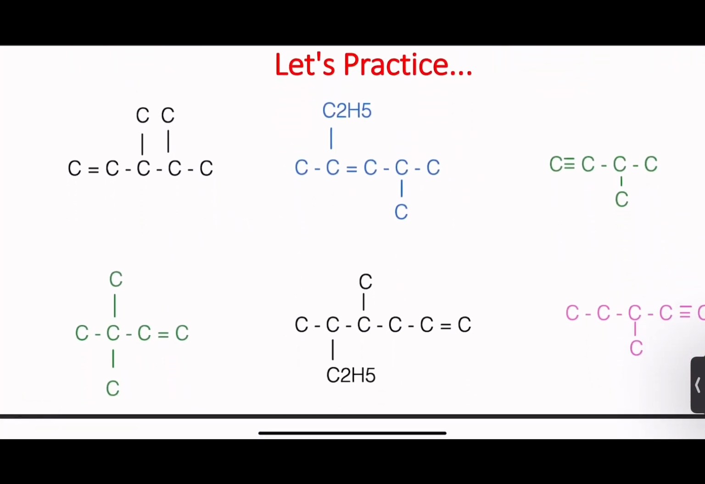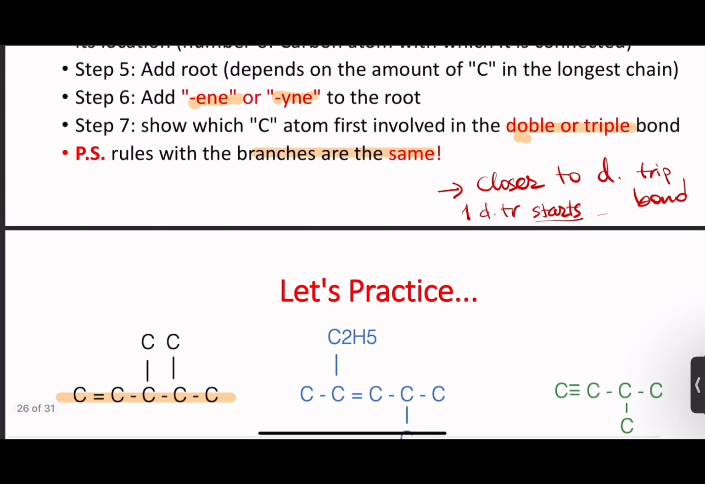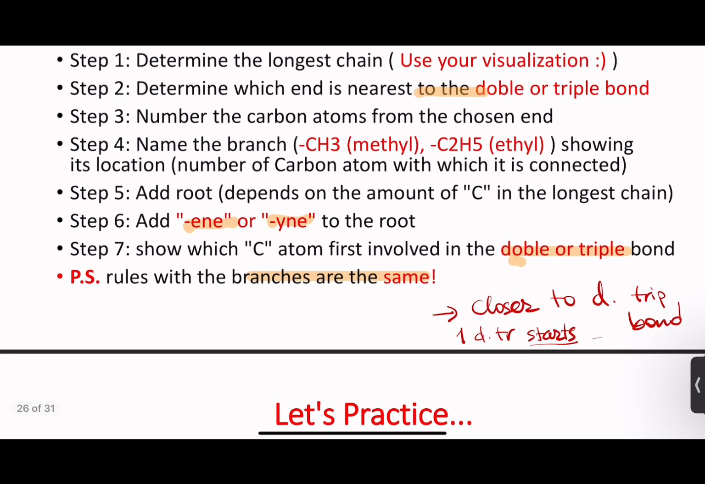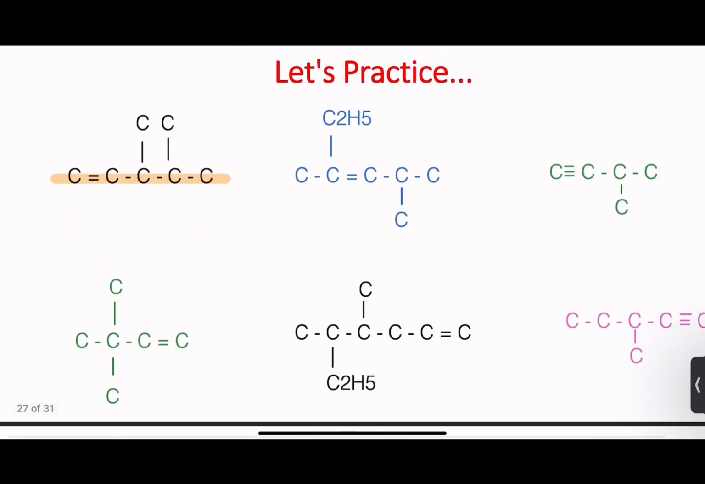So the longest chain on this guy, if you see, this is the one, right? So we found the longest chain which has a double bond. Determine which end is nearest to the double or triple bond. So which one is the nearest to the double bond? This is the end, right? This left end. So I start numbering from here. 1, 2, 3, 4, 5.